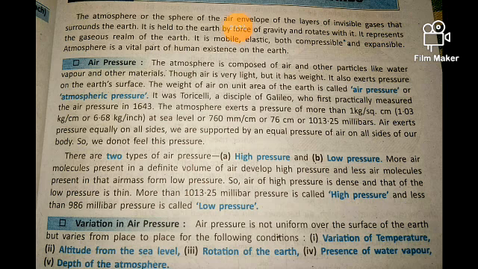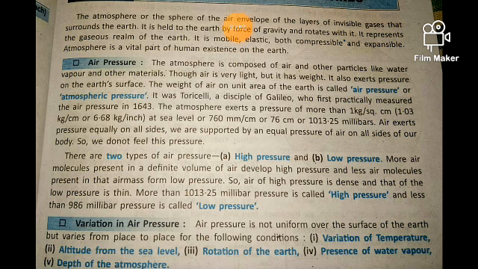The atmosphere is composed of air and other particles like water vapor and other materials. Though air is very light, it has weight. It also exerts pressure on the earth's surface. The weight of air on a unit area of the earth is called air pressure or atmospheric pressure. It was Torricelli, a disciple of Galileo, who first partially measured the air pressure in 1643. The atmosphere exerts a pressure of more than 1 kg per square cm on the earth's surface.